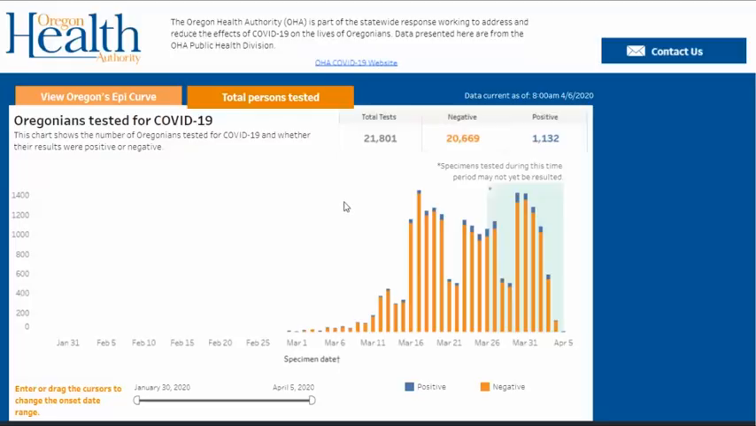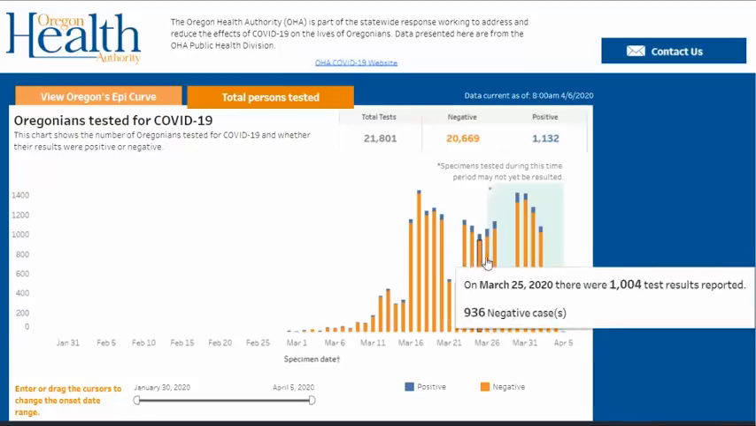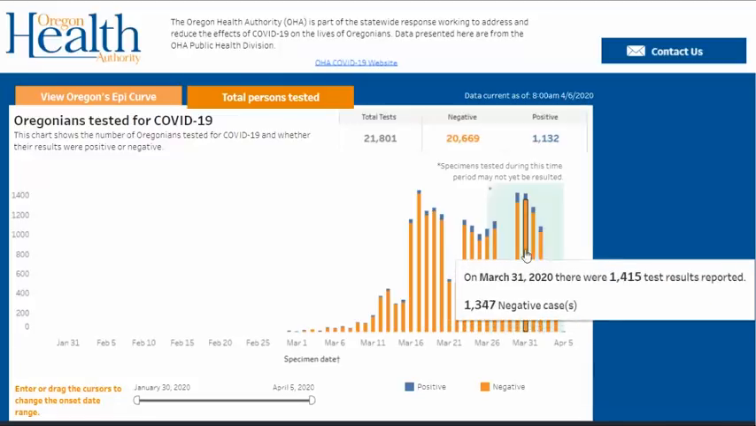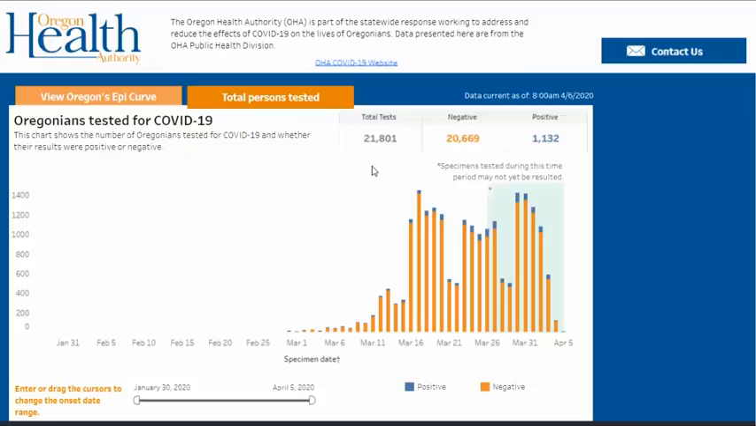Just like with the EPI curve, if you look at a specific day, the numbers here won't match the testing numbers reported on OHA's website. For example, OHA reported 1,349 new test results on April 3rd. On the testing graph here, those results are spread out, counted on the day each person was first tested. The overall number of people tested in Oregon will be the same.